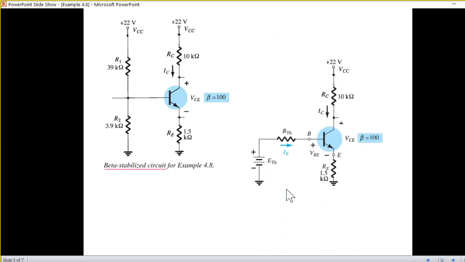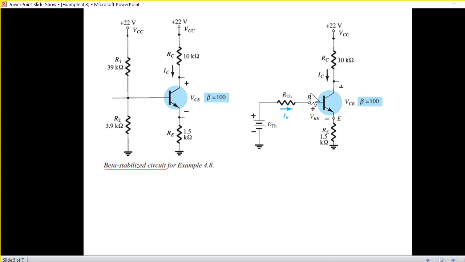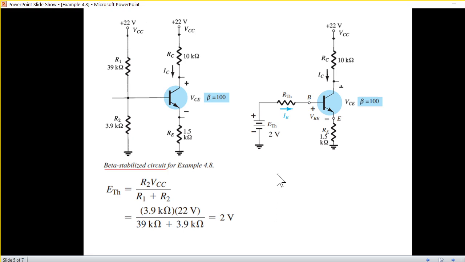Okay, so now if we use the Thevenin, then we'll have a voltage source and we'll have a resistance connected to the base. So all we need to find is, first of all, E Thevenin and R Thevenin. We have already learned the formula for E Thevenin, which is R2 VCC divided by R1 plus R2. So just plug in the values and the answer will be 2 volts. So this voltage will be 2 volts.